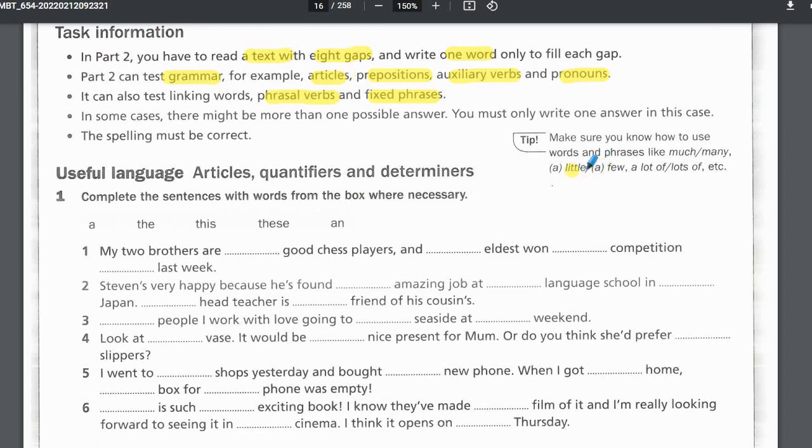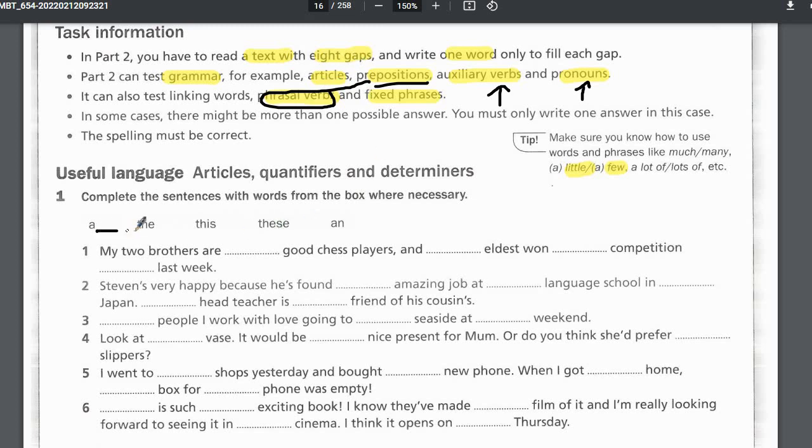For example, things like this: a little sugar. It has to be little because it's uncountable. Few, because few books, because it's countable. That's an example. All the examples that we see in the podcast. Relative pronouns like which, that appear all the time. Auxiliary verbs, verb to be for the passive, or verb to be for the continuous forms. Prepositions, whether it's like arrive at a place or just part of a phrasal verb.